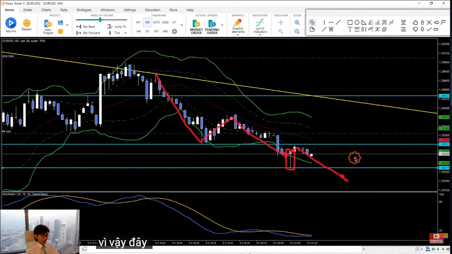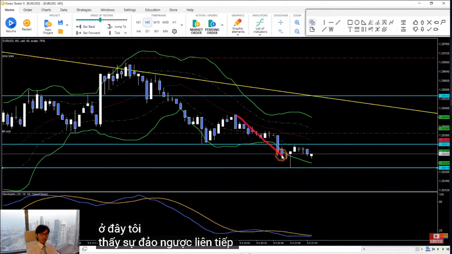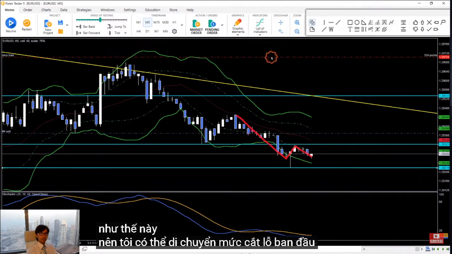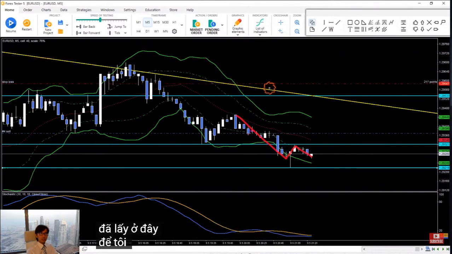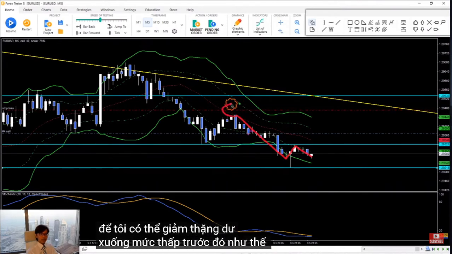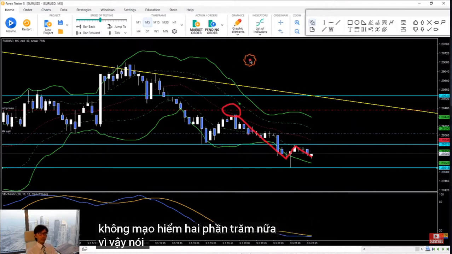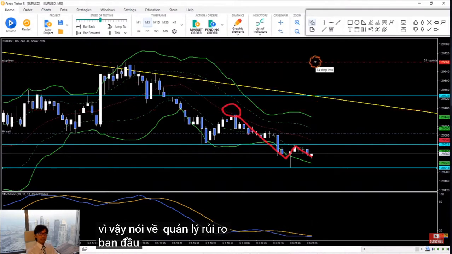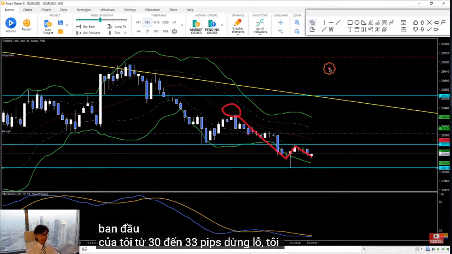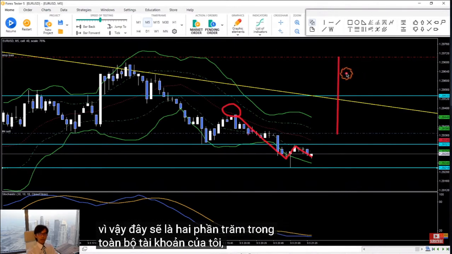So one more thing is that here I see the consecutive reversed in the wave like this. So I can lower the stop loss, which I originally took here, to the previous low like this, so that I don't risk 2% anymore. So speaking of risk management, initially with my 30 to 33 pips of stop loss, I take 2% risk per trade. So this is going to be 2% of my whole account.